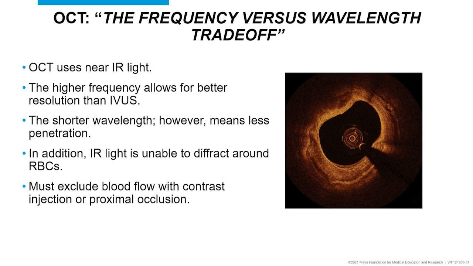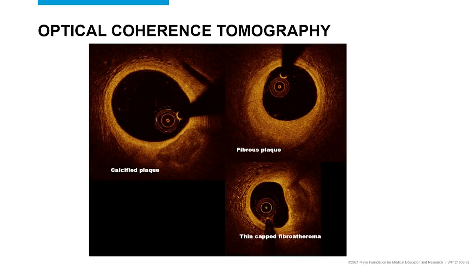But because you have a higher frequency, again, because of the principles that we discussed before, the penetration is relatively limited. The other thing is that if there are red cells within the coronary and you're trying to do OCT, you'll get a lot of back reflection and a lot of swirling artifacts. So when you do OCT, for those of you who are familiar with it, you have to flush the coronary with contrast to remove the red cells and then do your imaging.